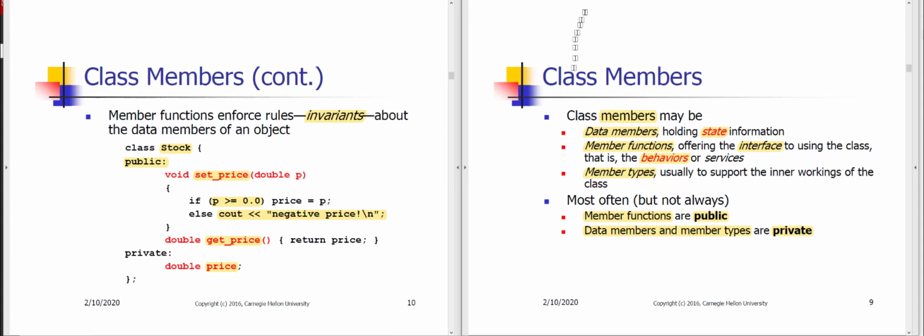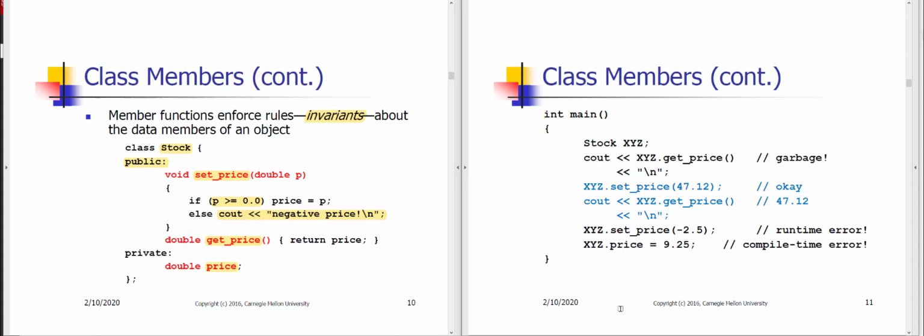and notice that the two member functions have direct access to that price member. All right, so here on slide 11 is a brief little application program. I am declaring XYZ to be a stock object. That means XYZ has within it a price variable, and XYZ can be interacted with using these two public member functions, setPrice and getPrice.